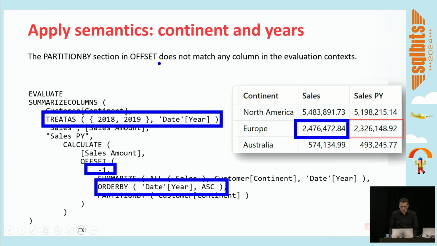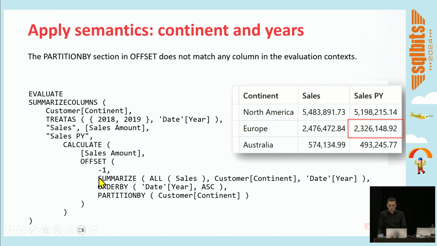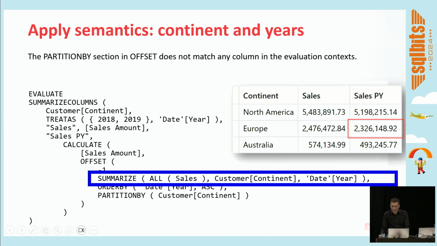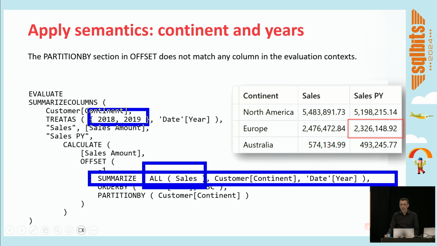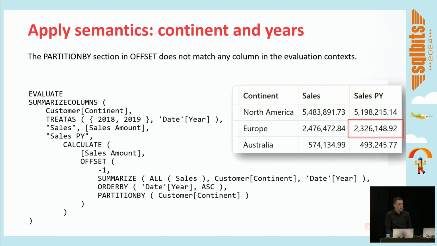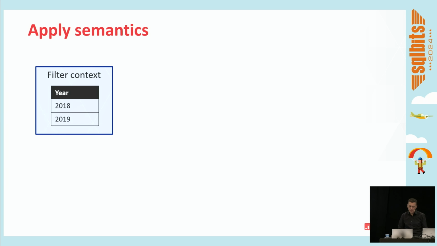This number can be explained, but of course, how is offset working? Well, again, if we look at the summarize here, you see that we are getting the continent and the year, but we are considering all sales, which means that the list that we obtain here doesn't have only 2018 and 2019, it has all the years. But of course, in order to explain that, it's better if we move forward and we take a look at the slides.